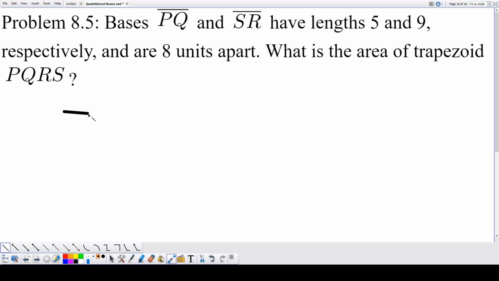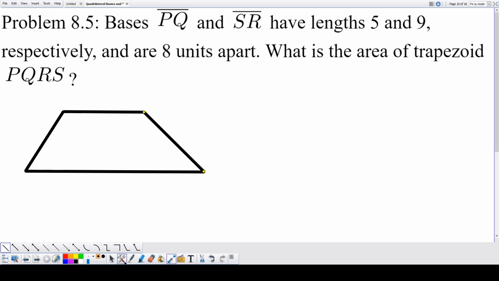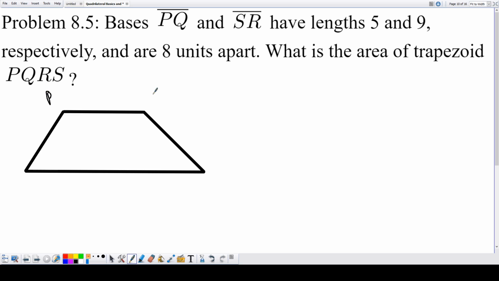So, let's draw the diagram. We have two bases. Make the legs. And since PQ is the smaller base, I'll write that up here. PQRS. That has a length of 5 and 9.